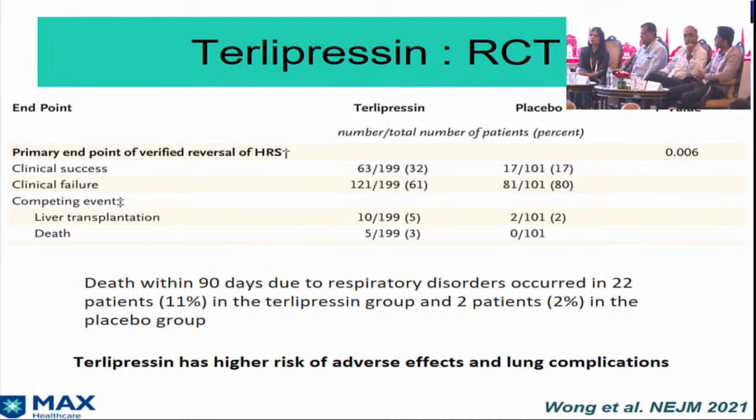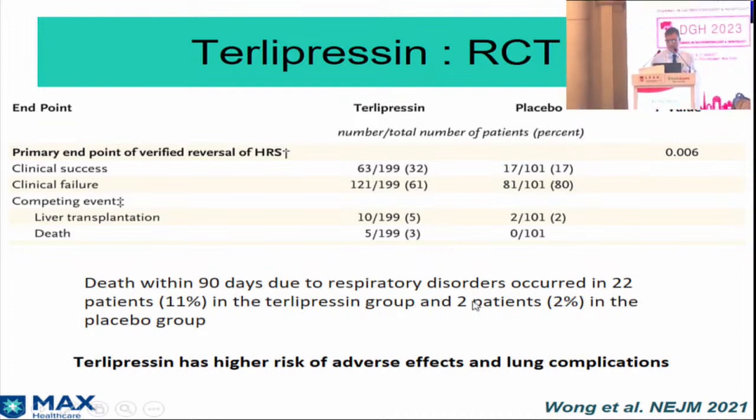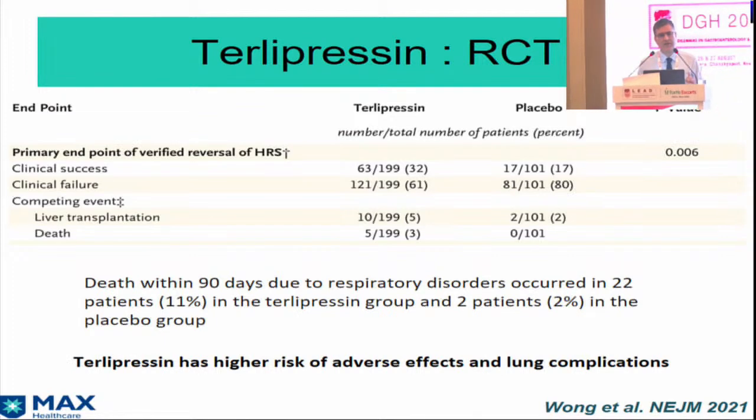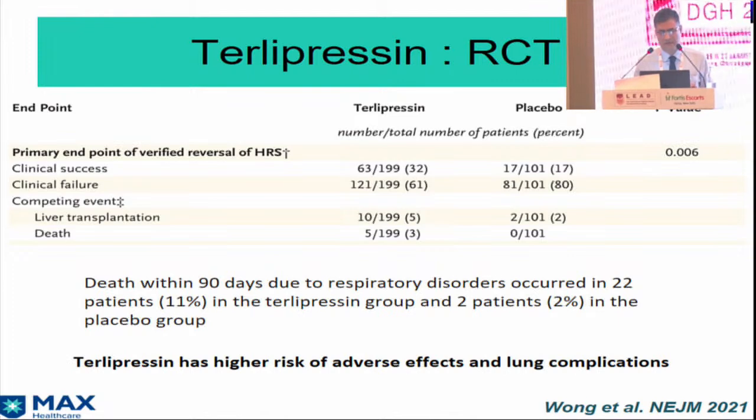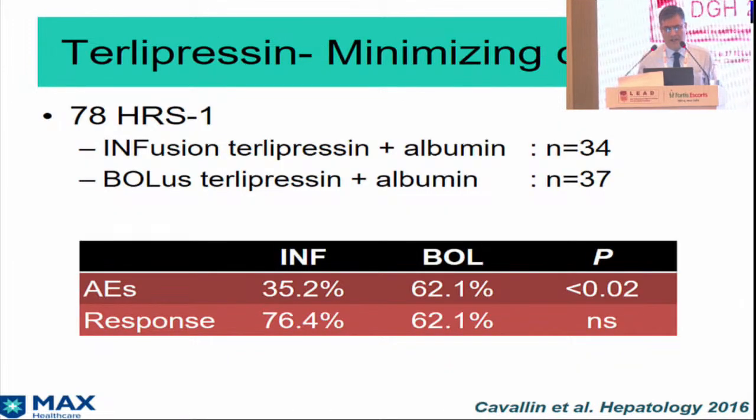We really see that in patients who already have HRS, more likely in patients who are bleeders. Yeah, and I think this was a very important point which was brought out by this recent study, that patients in the terlipressin group had a high risk of respiratory failure and death due to respiratory failure, 11% versus 2% in the other group. And can these side effects be minimized? Yes, by giving infusion rather than boluses of terlipressin. This was one study which looked at that. The response does not change, but the adverse event profile is lower in the infusion group.